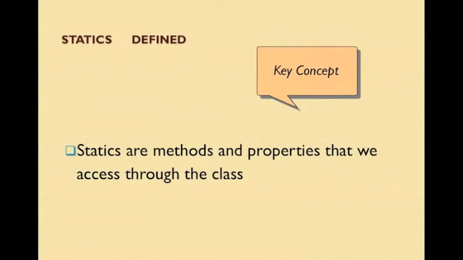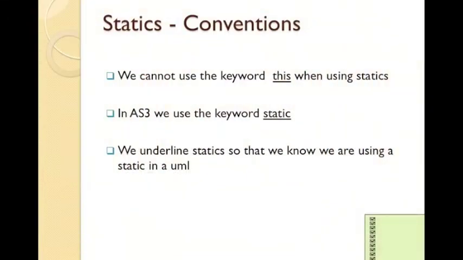Statics are methods and properties we access through the class. We cannot use the keyword this when using statics. We're not using a constructor method. In AS3, we use the keyword static when we make a static function or a variable. We underline statics so that we know we are using statics in a UML.